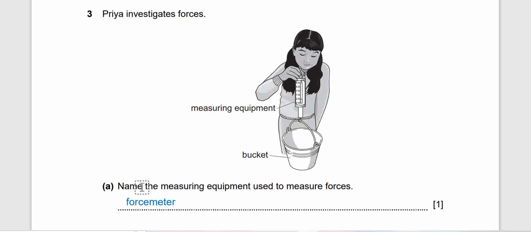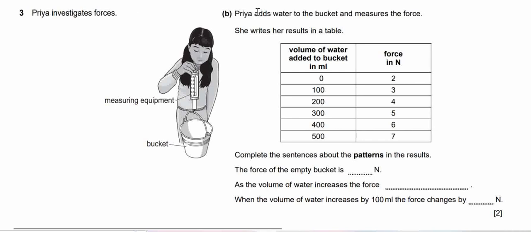Okay, so the name of this equipment is force meter. Let's move on. Here we go, question 3B. The same question about Priya. Now, Priya adds water to the bucket and measures the force. She writes the result in the table. Volume of water added to the bucket in milliliters: 0, 100, 200, 300, 400, 500. Force in Newtons: 2, 3, 4, 5, 6, 7 Newtons.